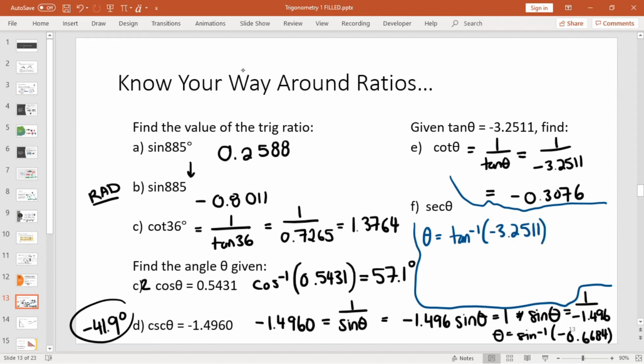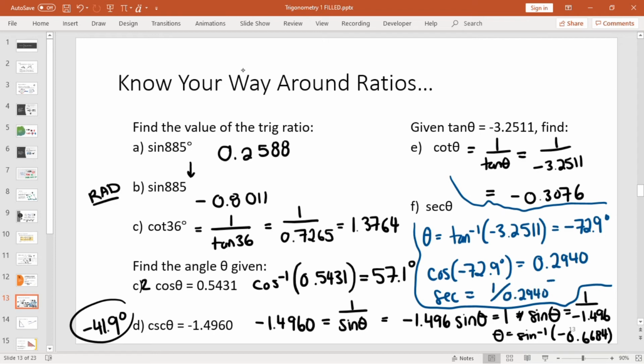I take that arctan, just pressing another calculator, and I find out that my actual angle is 72.9 degrees. Cool. All right, I want secant. Secant goes with cos. So all I'm going to do is use my cosine button to start. And when I do that, it's going to return 0.2940. And then all I'm going to do is find secant by doing 1 divided by 0.2940, and it's going to be 3.4014. So the math isn't hard, but it can be confusing.